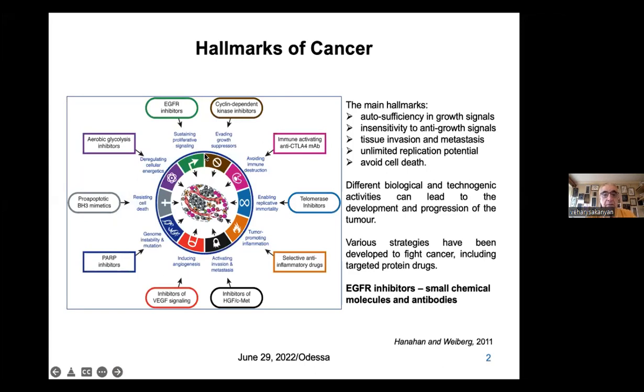So first of all, I should like to mention that cancer is a complex disease, and we can distinguish hallmarks of cancer. These are specific features which highlight the development of cancer. Among these features, we can find different processes like self-sufficiency in growth, insensitivity to anti-growth signals, tissue invasion and metastasis, unlimited replication potential, and finally also avoiding of cell death.